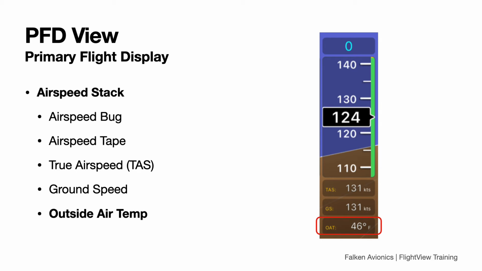At the bottom of the stack is the outside air temperature, or OAT reading. This comes from the air data subsystem by way of the digital thermometer mounted somewhere outside of your aircraft. FlightView uses OAT to help calculate density altitude and true airspeed. It also lets you know if you're facing a risk of icing, turning blue at and below freezing.